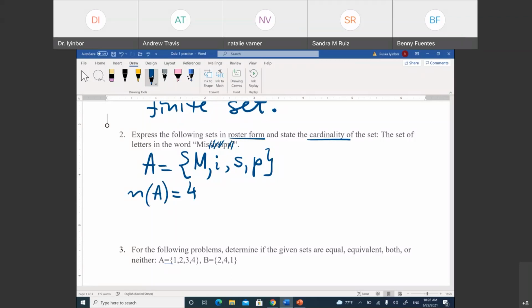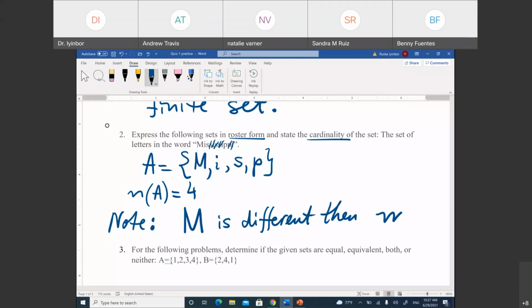That's it. Now, I want to make a note here. It's important that the capital letter M is a different letter than the lowercase m. So these are 2 different letters. M capital is different than lowercase m. So that means if I have a lowercase m in the word, I have to include it in the set. Make sense? You got it? Okay. Then you're going to go to number 3.